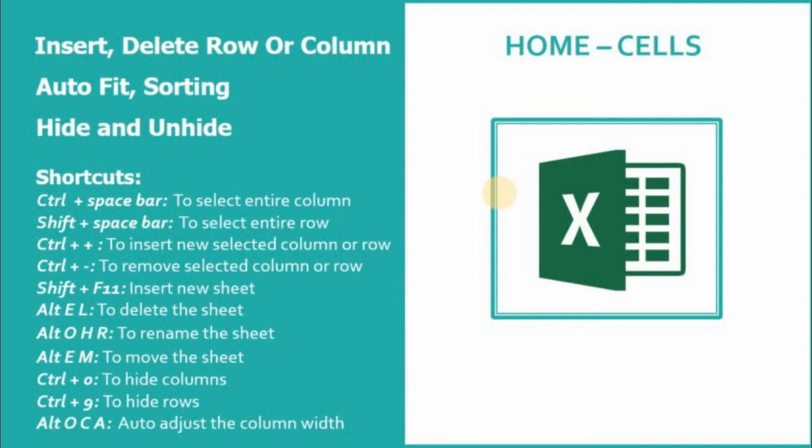Alt EL is to delete the sheet. Alt OHR is to rename the sheet. Alt EM is to move the sheet. Control plus 9 is to hide a row. Control plus 0 is to hide a column.